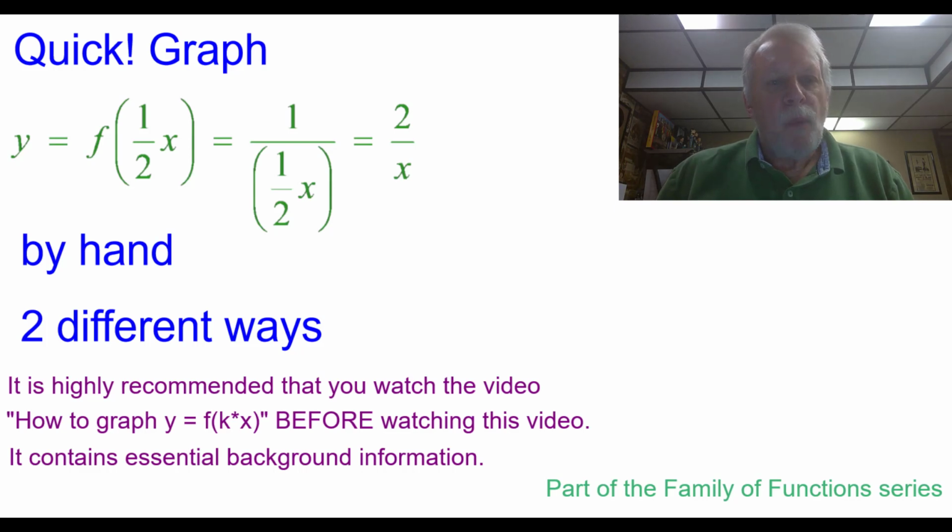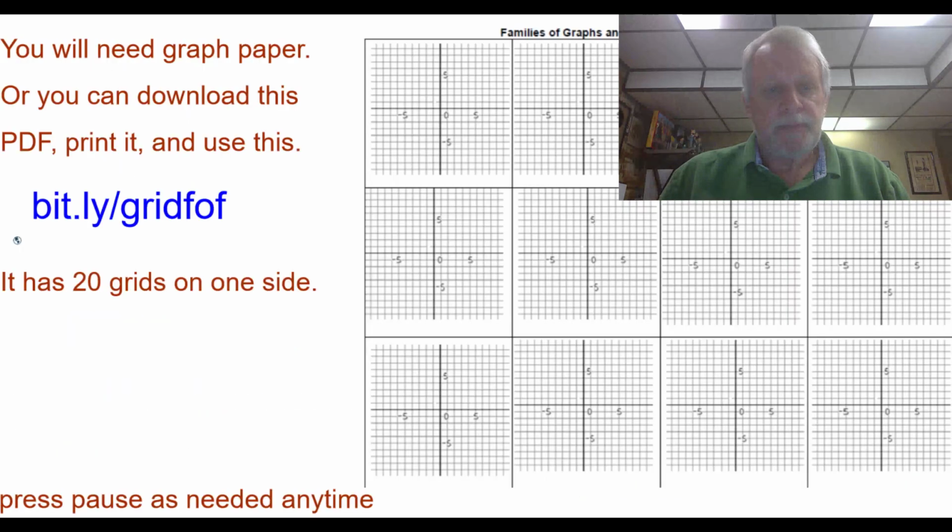Quick, graph y equals 1 over the quantity of 1/2 x, which is also equivalent to 2 over x, by hand 2 different ways. It is highly recommended that you watch the video How to Graph y equals f of the quantity k times x before watching this video. You will need graph paper or download this PDF and print it. Press pause as needed anytime during the video.